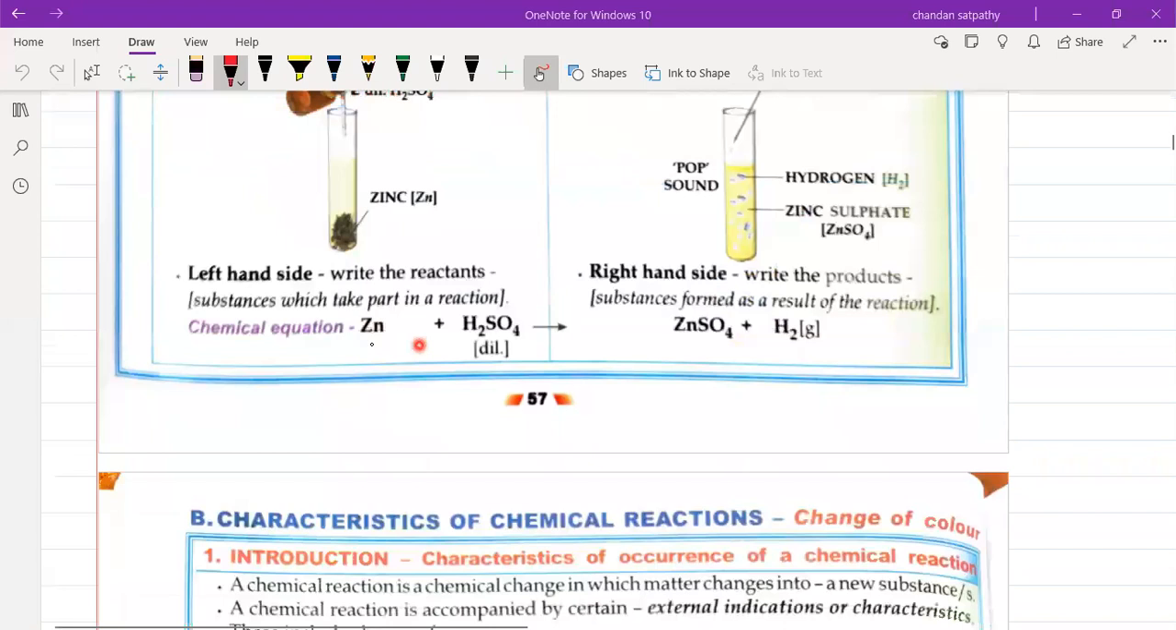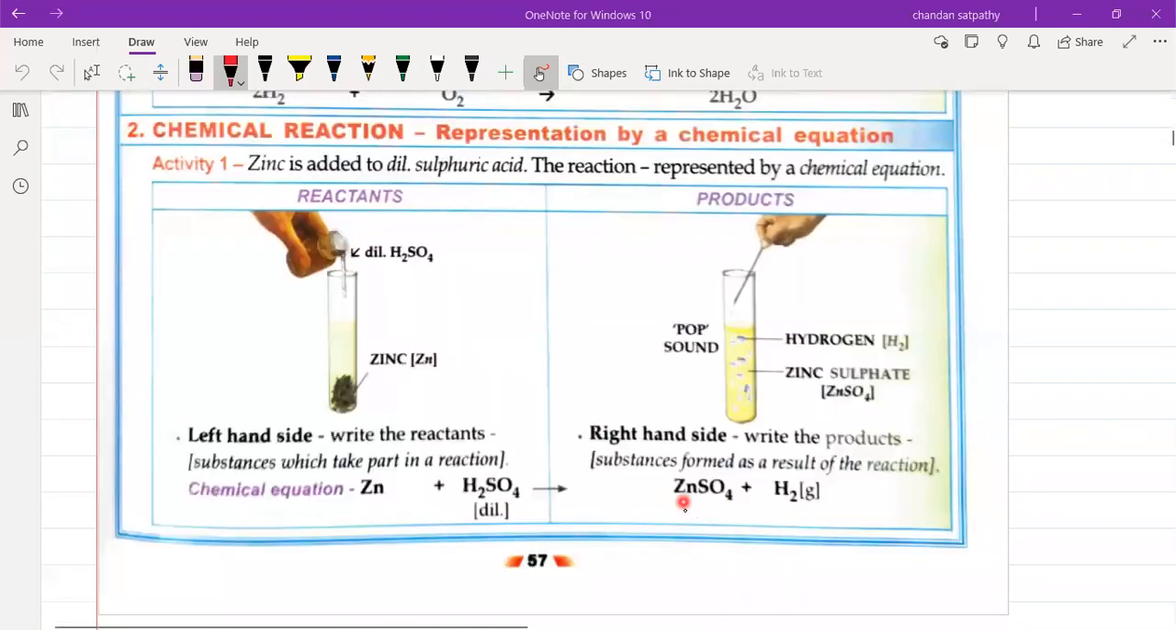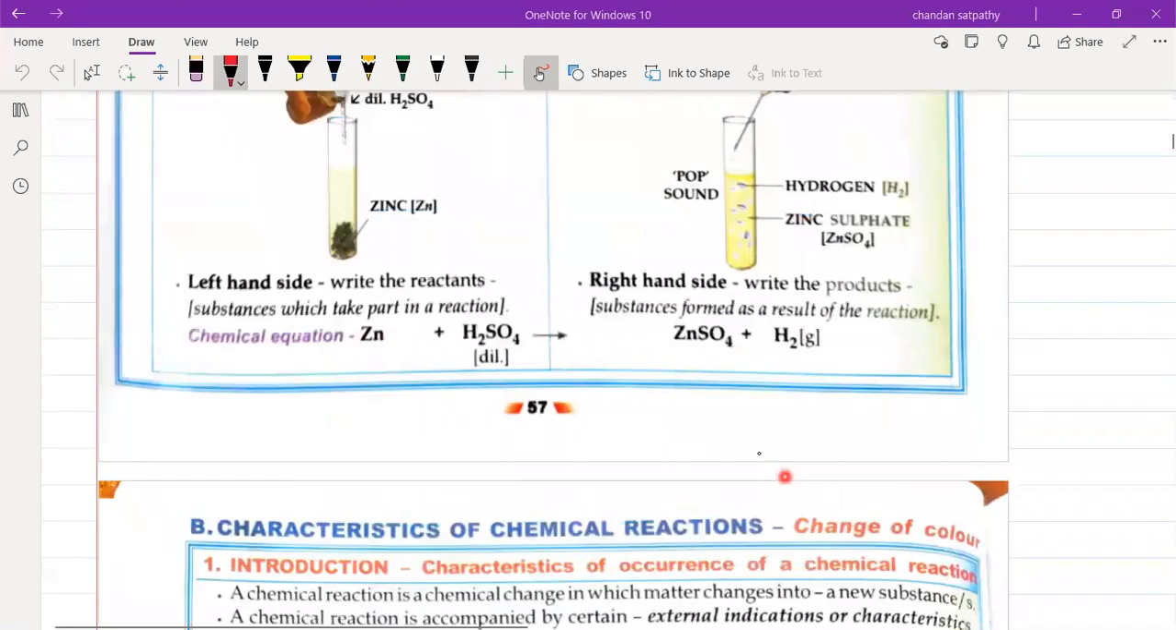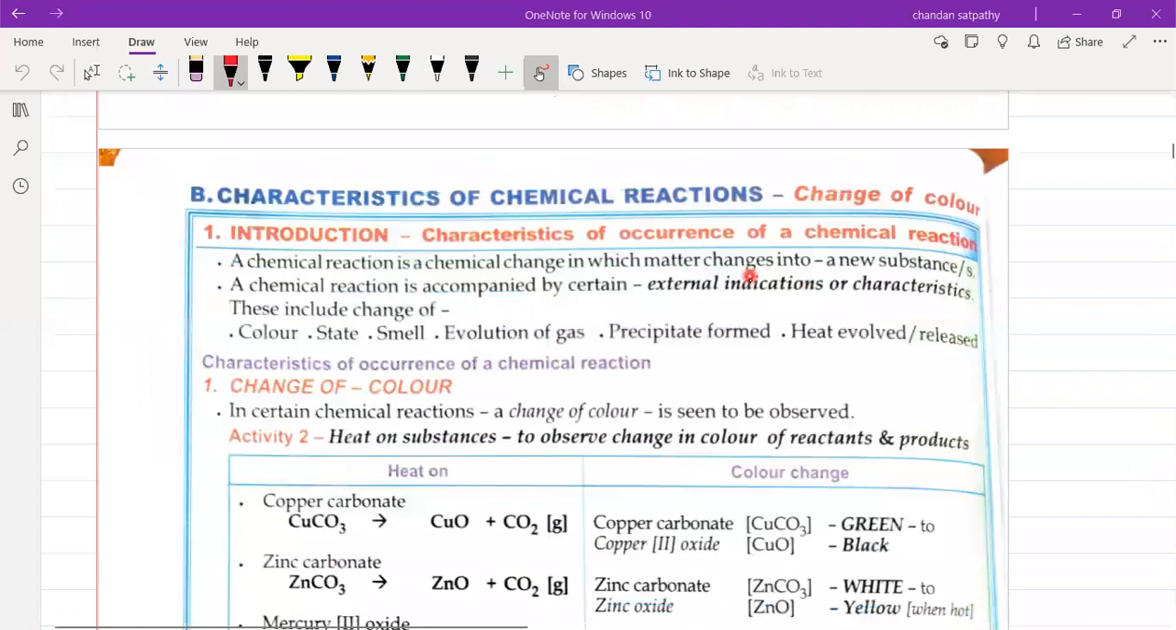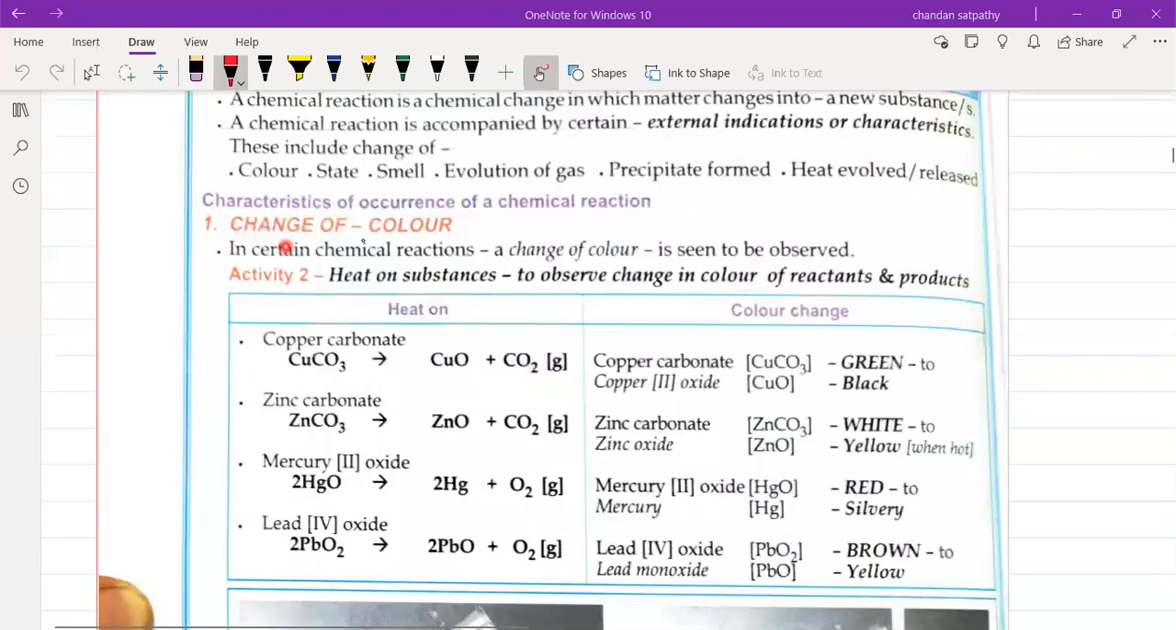Now this chemical reaction can be written in this form: Zn plus H2SO4 gives ZnSO4 plus H2. So this is a chemical equation. Now we will understand how to know whether it is a chemical reaction or not. For that, we should know the characteristics of a chemical reaction. The first characteristic of a chemical reaction is change of color.